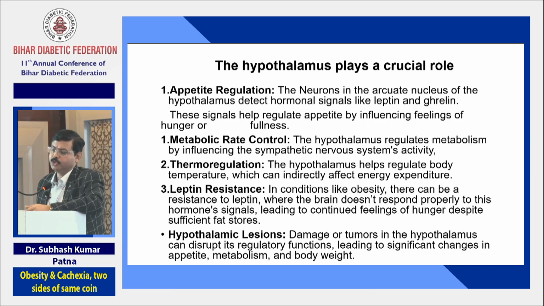It also has control over metabolic rate through the pituitary, we know, through the thyroxine levels. So, the hypothalamus regulates metabolism, also influencing sympathetic stimulation. And it also has thermoregulation, by which it increases the expenditure of energy.